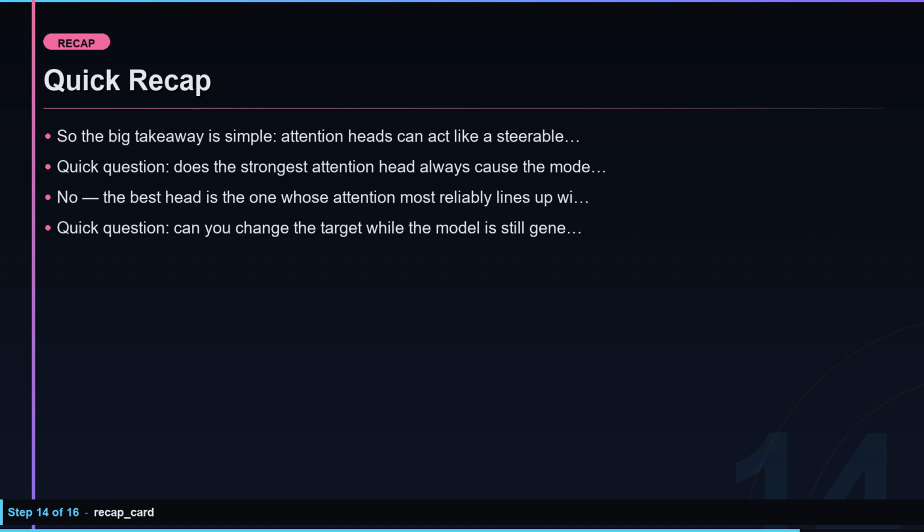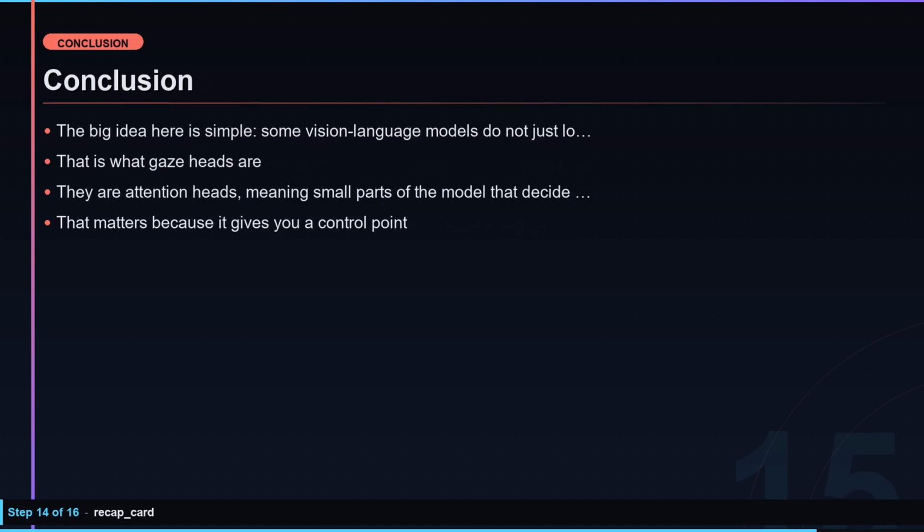Quick question, does the strongest attention head always cause the model's description? No, the best head is the one whose attention most reliably lines up with the described region. Quick question, can you change the target while the model is still generating? Yes, and that gives you continuous control over what it describes next.